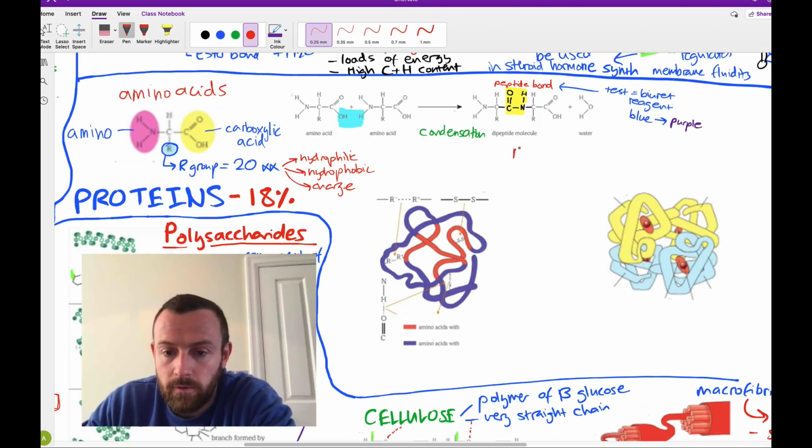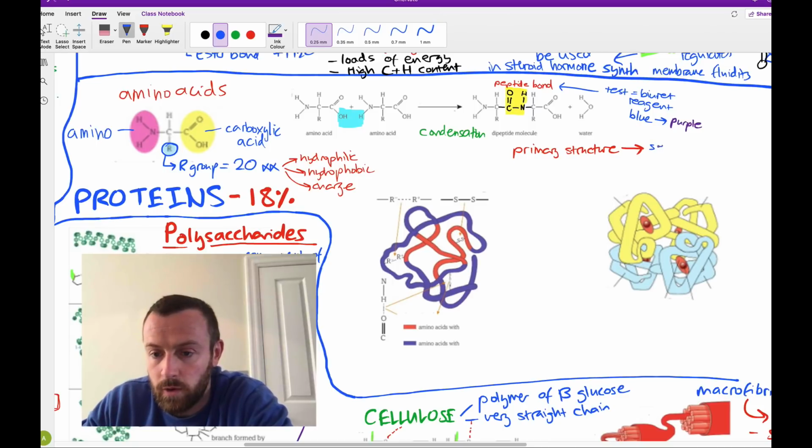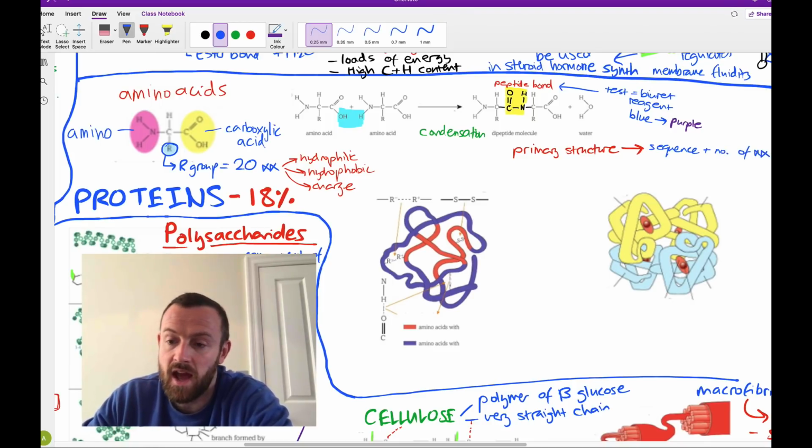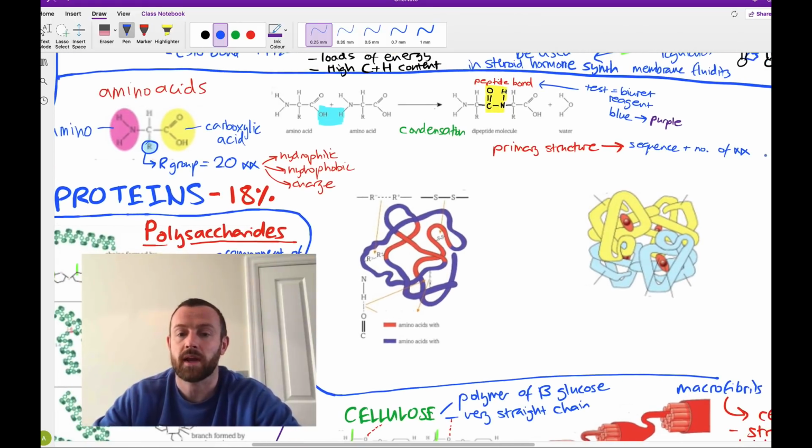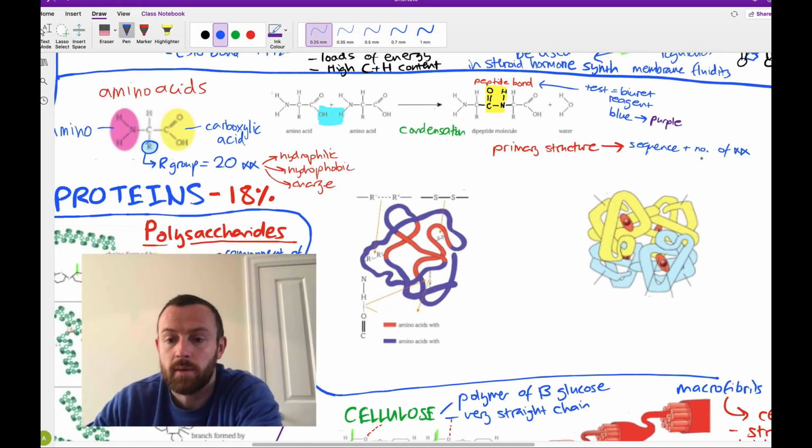Okay, first of all, we have the primary structure. And the primary structure is really just the sequence and number, let's write NO for number, of amino acids. Alpha is short for amino acids in biochemistry most of the time. Sequence and number of amino acids.